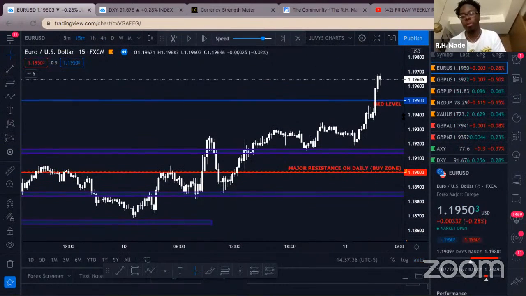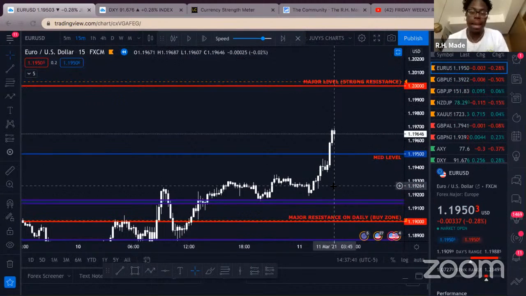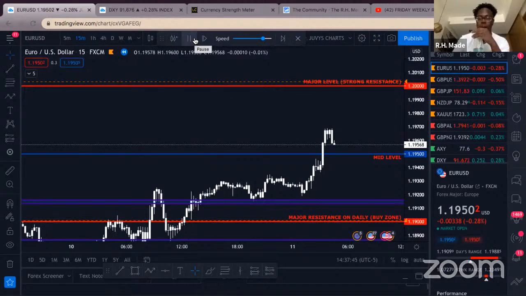And once you take profit from there, you could probably get into another entry if it does break up, make a higher low, and then continue to trend going up like everything else. All right. Let's just see what happens.